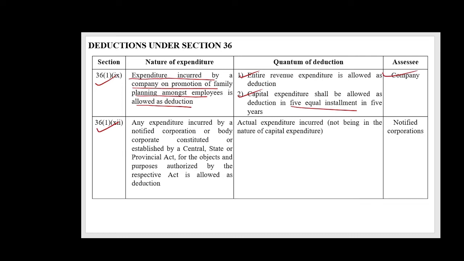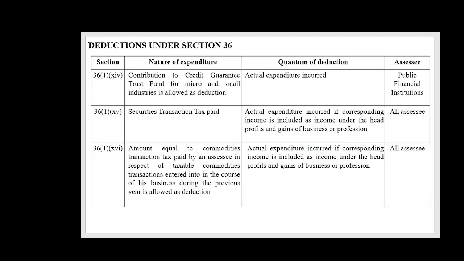Then moving to deduction under section 36, subsection 1, subsection 12. Now, this is in relation to any expenditure incurred by a notified corporation or body corporate constituted or established by a central, state, or provincial act for the objects and purposes authorized by the respective act. The amount that is available as deduction is actual expenditure, not being in the nature of capital expenditure. And this is available to all notified corporations.